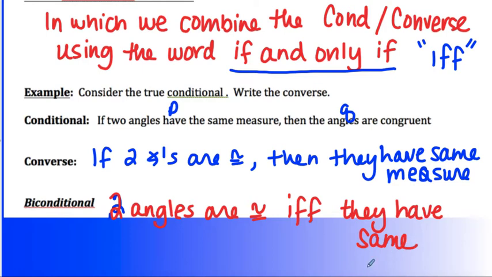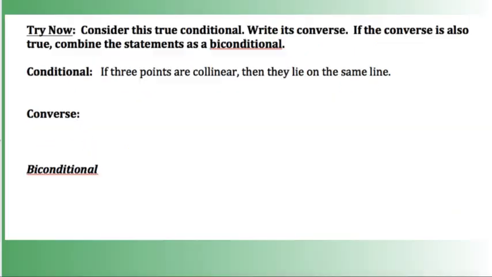So you can see I can combine them. Now, to be quite honest, remember I said if you could write it as a biconditional, then all definitions could be written as biconditionals. Well, this is the definition of congruent angles. Congruent angles have the same measure. All right, now I want you to try. If 3 points are collinear, then they lie on the same plane. First write the converse, then write the biconditional. So press pause, try it, and then come back and check. All right, so you're back.